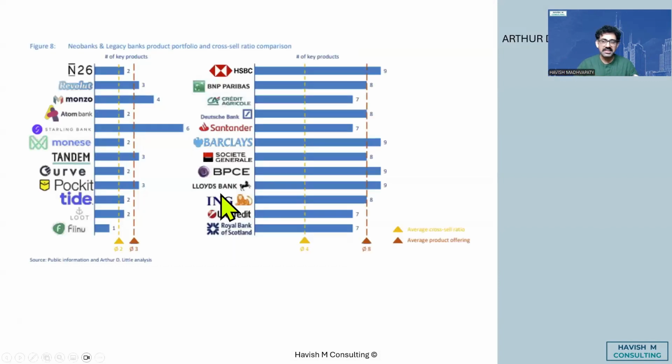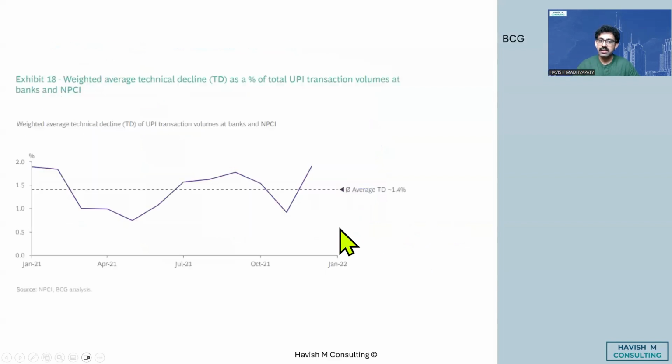One more. This is by Arthur D. Little, which is a management consulting firm. Here, there are two vertical lines. It's a bar chart. These are banks. So on the left, we have the neobank, like the new banks. On the right, we have the legacy bank, HSBC, Paribas, Barclays. The yellow dashed line tells us the average cross-sell ratio. Red tells us average product offering. This is a BCG one where I'm looking at the average TD, the technical decline.